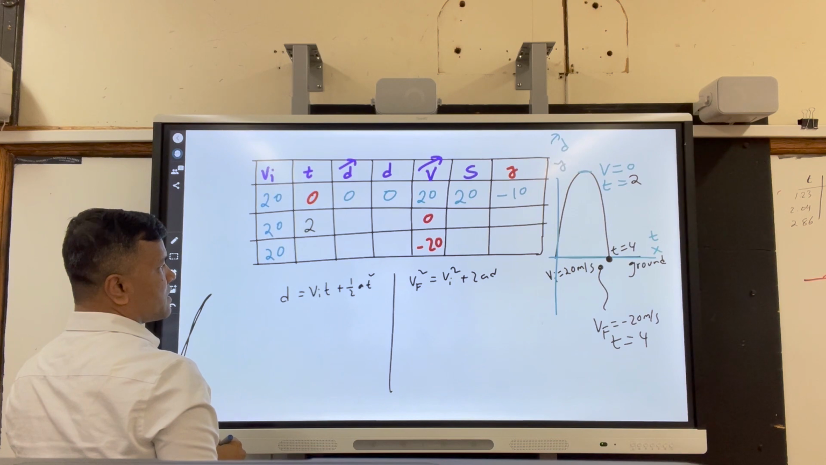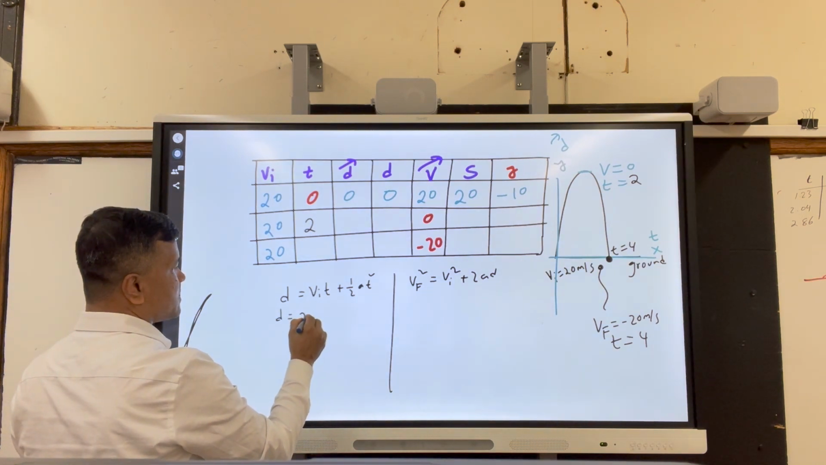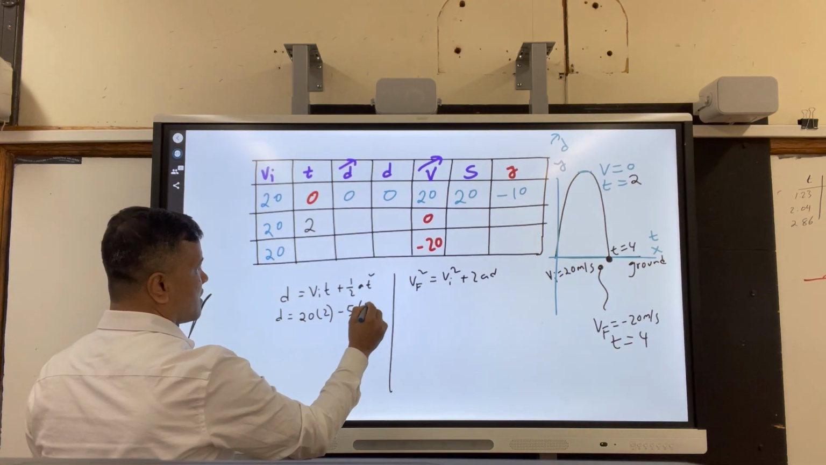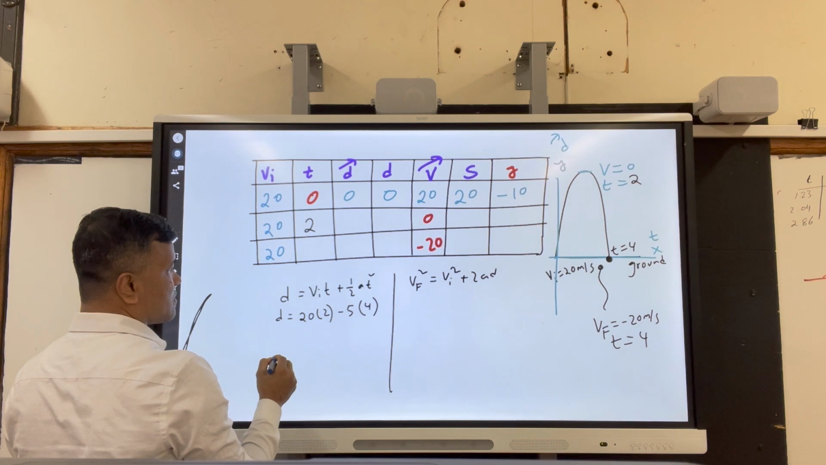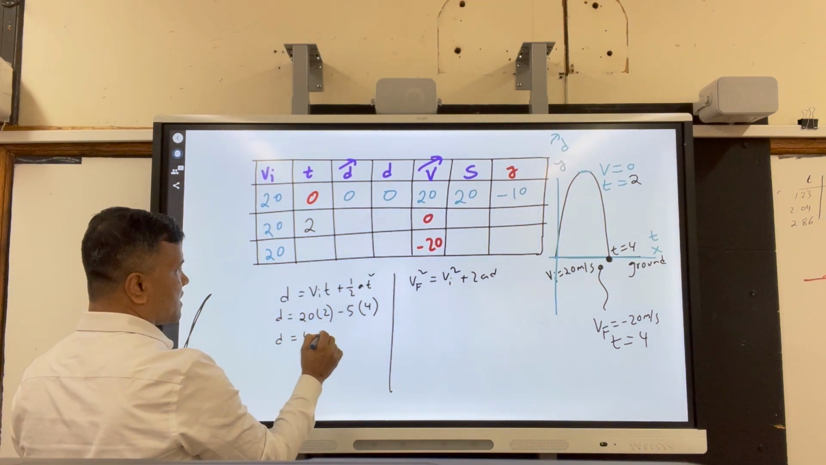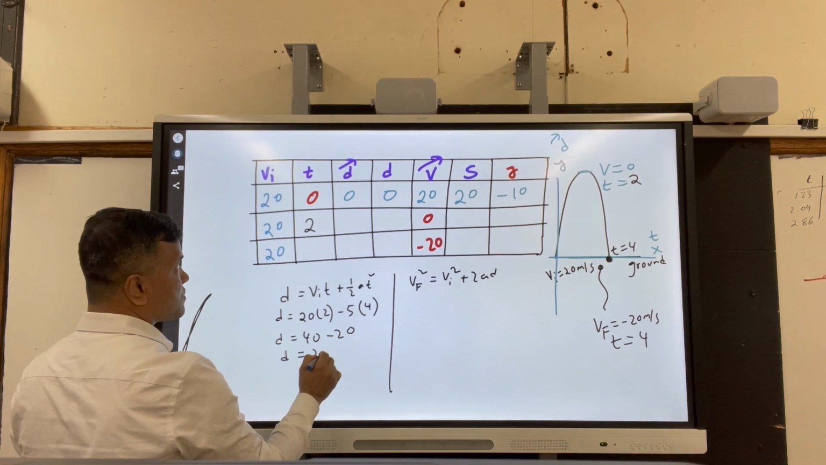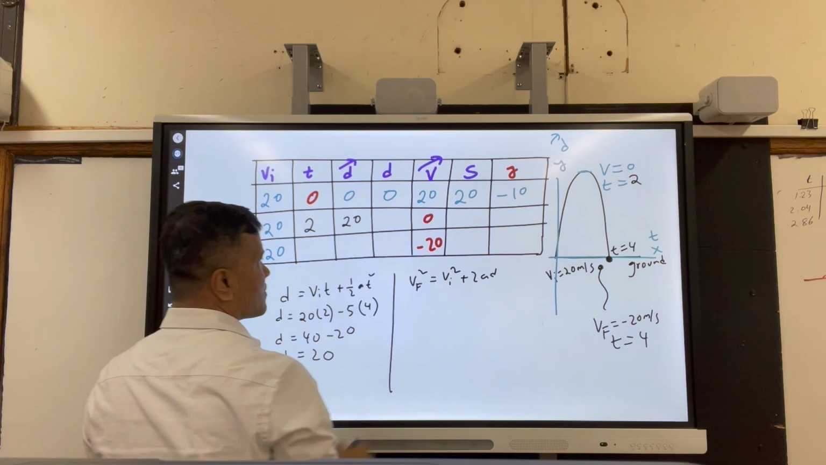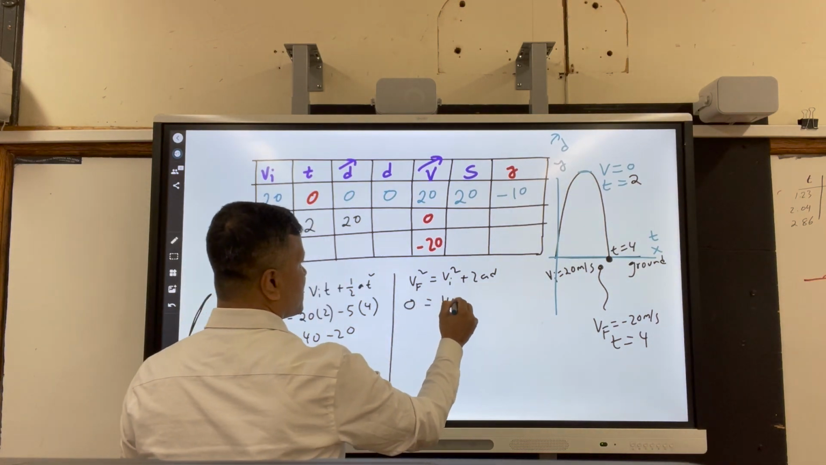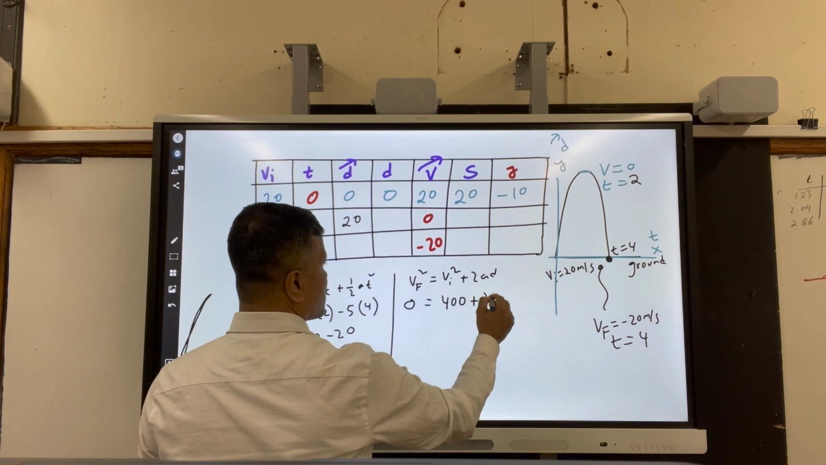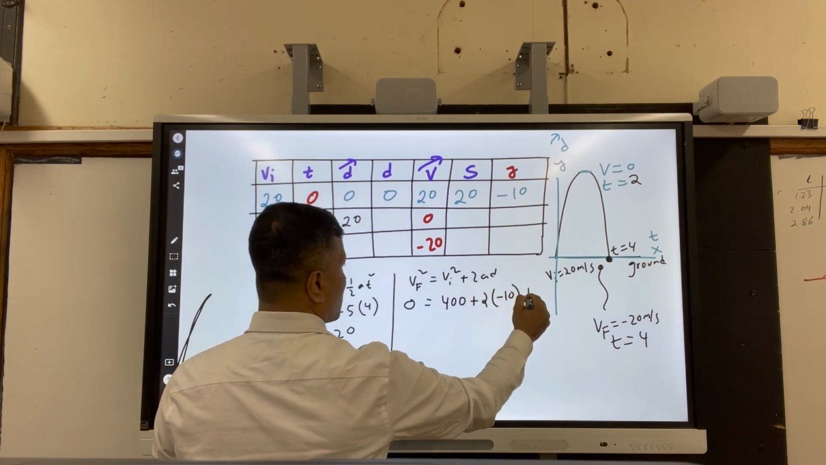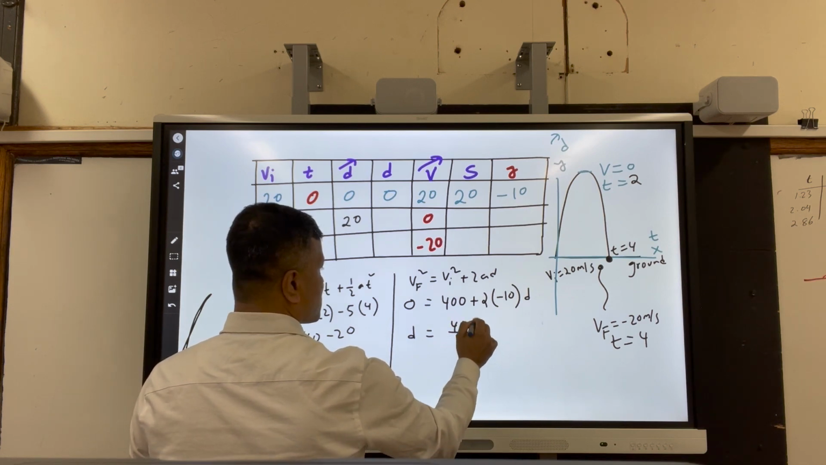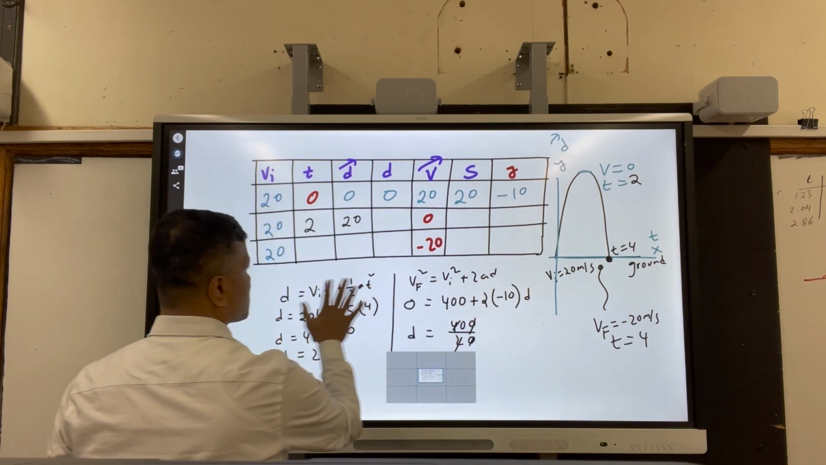So the displacement is Vit, which is 20, and t is 2, minus 5 times 4. D is equal to 40 minus 20. So displacement is 20. Let's see whether we get the same thing over here. Vf is 0, Vi squared is 400, plus 2 times negative 10 times d. So displacement is 400 over 20, so 20. Okay, good. Displacement is 20.